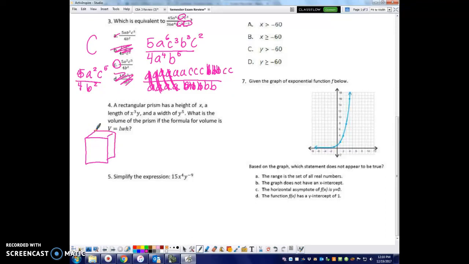So it says that it has a height of x, a length of x to the 3rd y, and a width of y to the 5th. Okay. Your formula is length times width times height. So it's x times x to the 3rd y times y to the 5th. So just write it out. We have 1 x here, 3 x's here, 1 y, 5 y's.